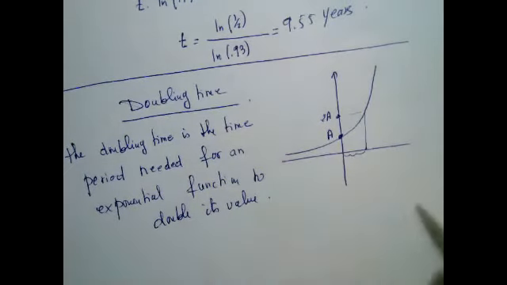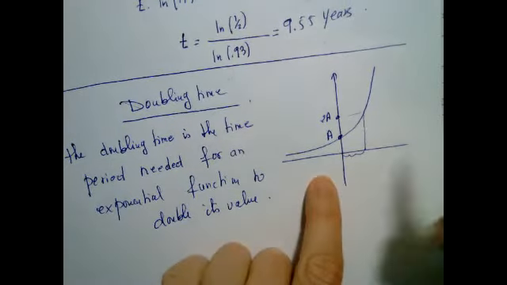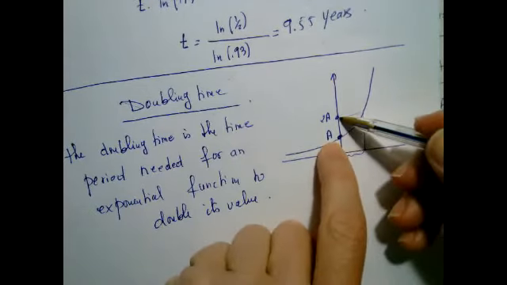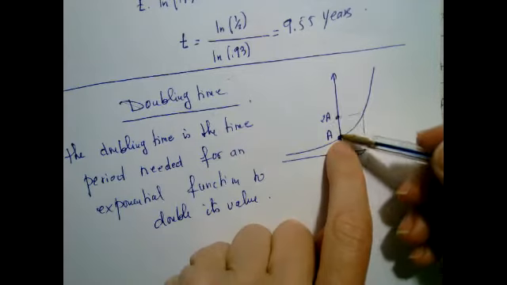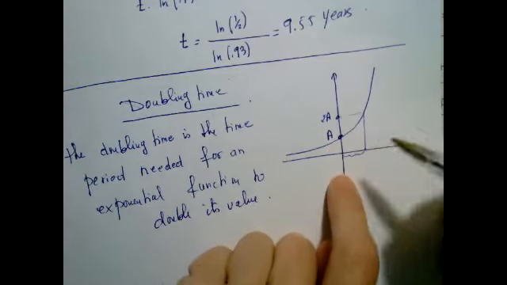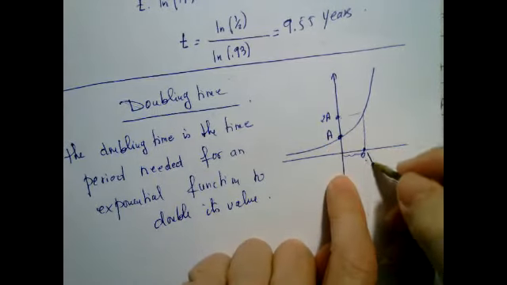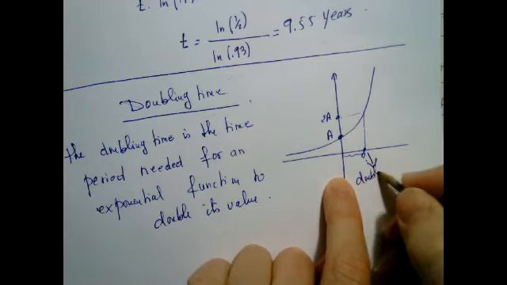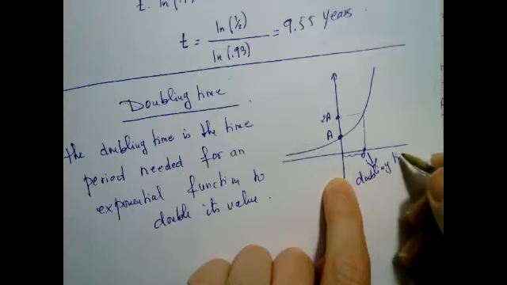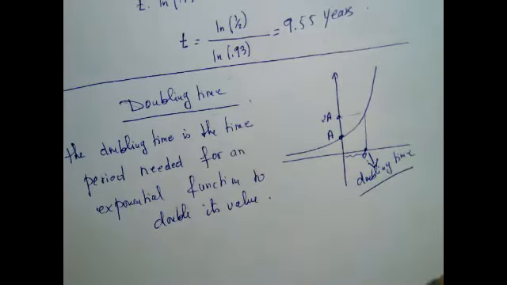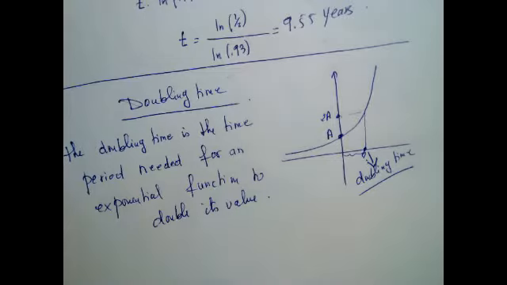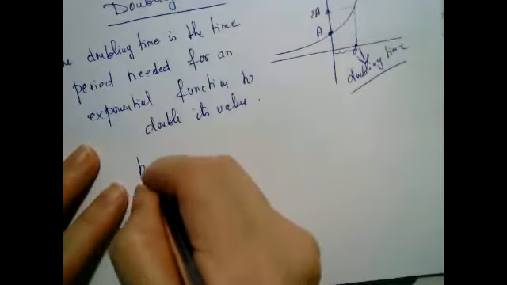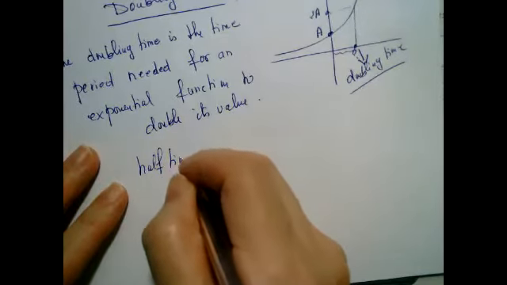Okay, so the doubling time is, suppose you have a function which is increasing. At some point, the initial value will double. 1,000, 2,000, 3,000, 6,000. The doubling time is this, the doubling time. That's how long it takes. So that's the doubling time. How long it takes for the population to double.